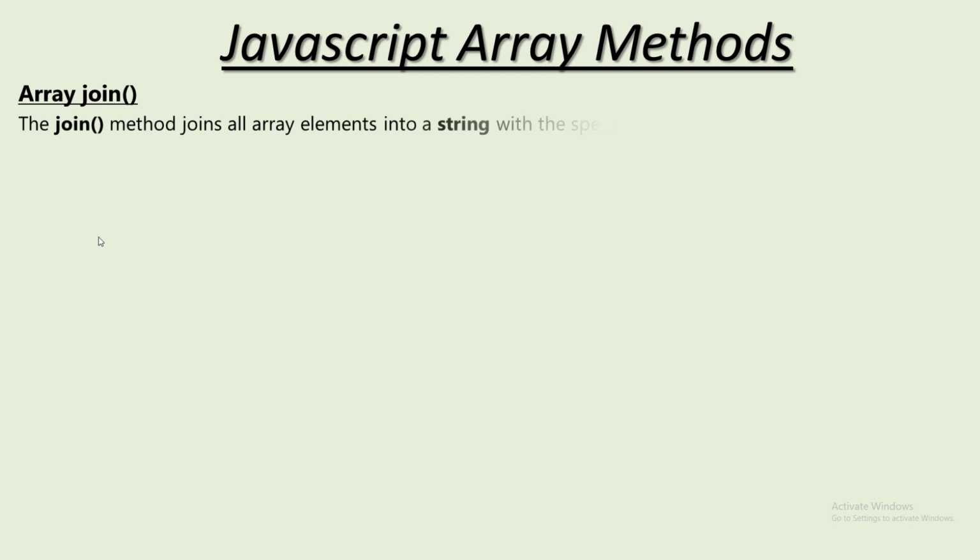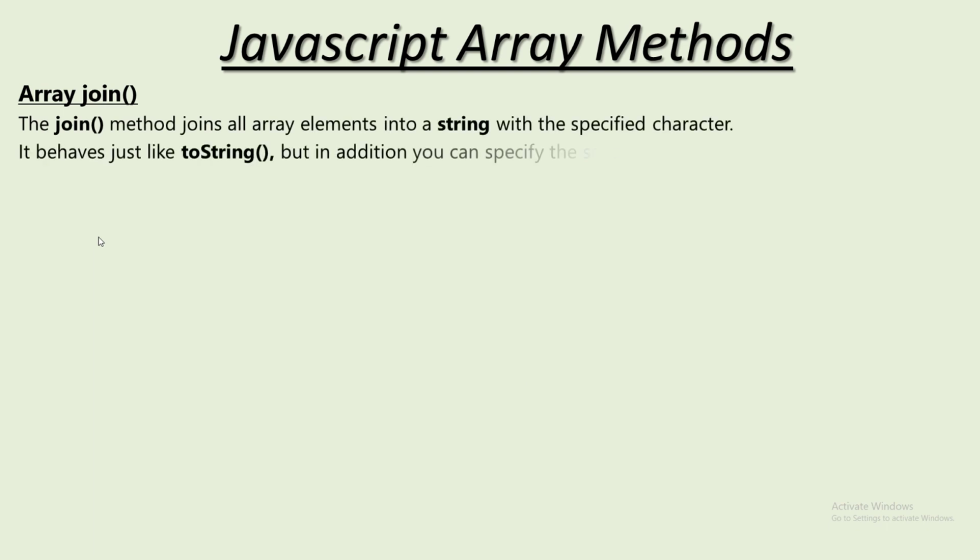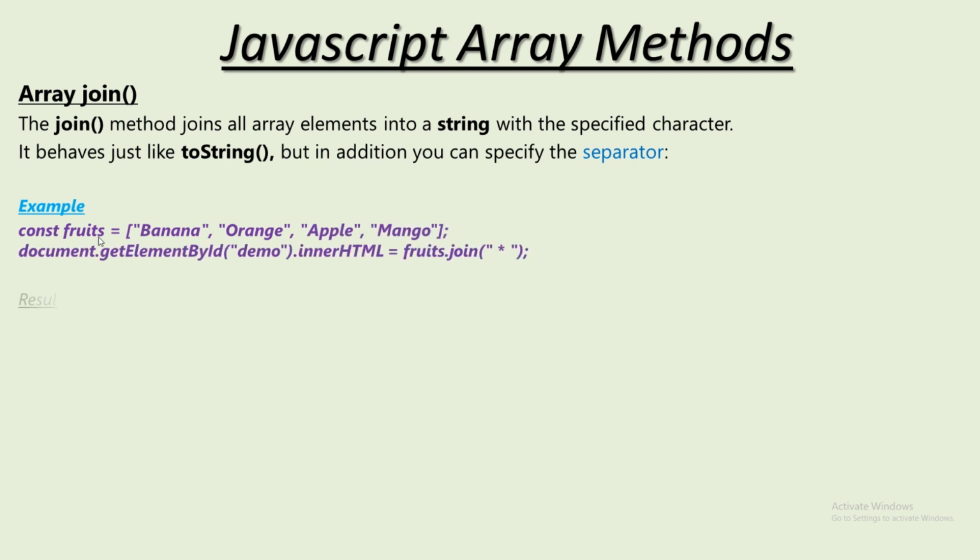Now the next one is array join. The join method joins all array elements into a string with a specified character. It behaves just like toString, but in addition, you can specify the separator. For example, the fruits array has four elements, and we try to print that with an element by ID demo, and we use fruits.join with an asterisk. Now the result would be all the strings joined with asterisk. Let's see that in action.